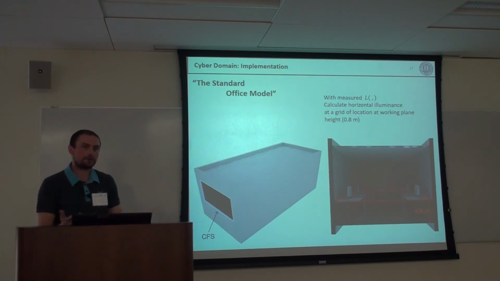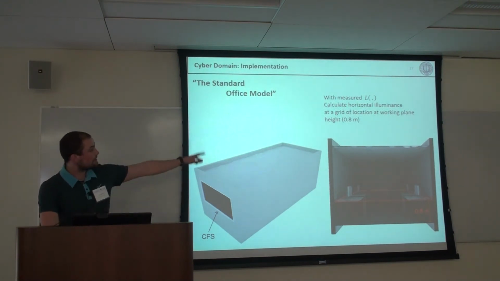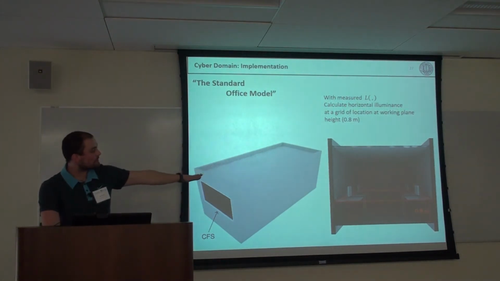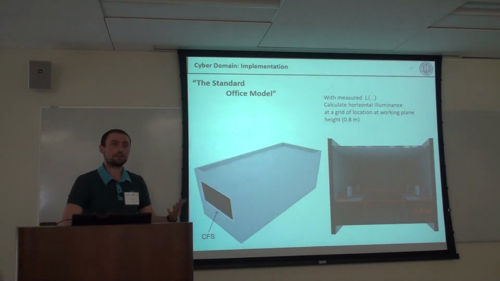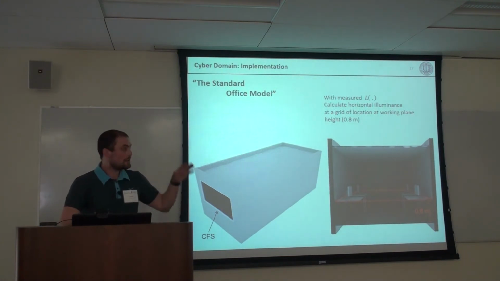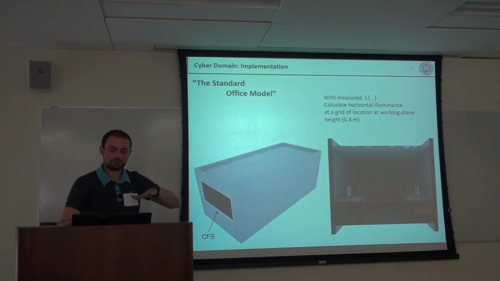So again, this is a standard daylighting metric that's calculated. We're going to calculate horizontal illuminance at a grid of points across that plane. So now we have the cyber domain calculated, right? Because we're going to use that input L and run it through the simulation, and we're going to have the actual lighting distribution within the space.